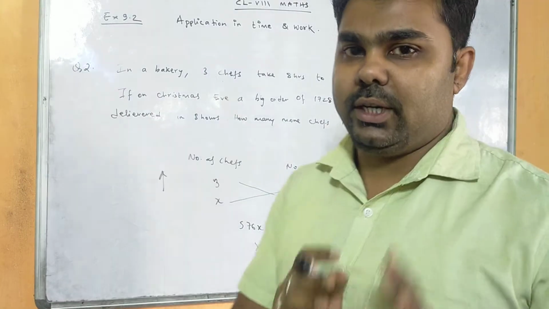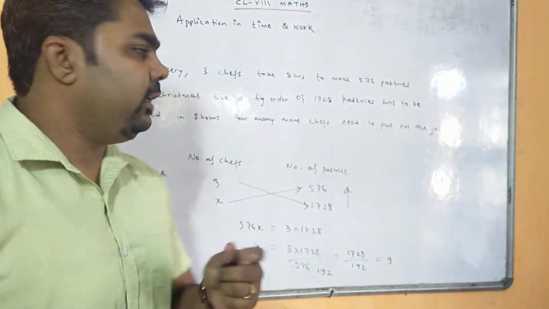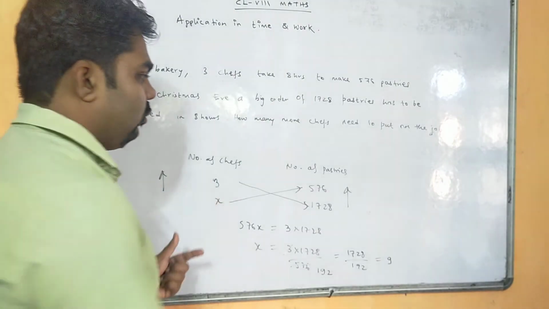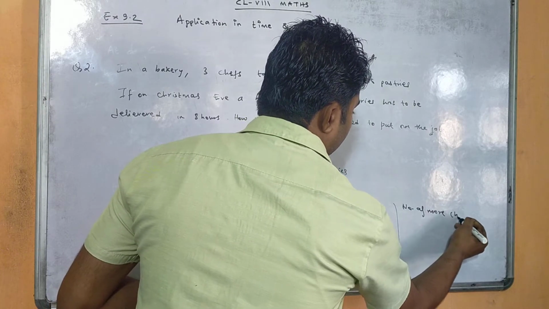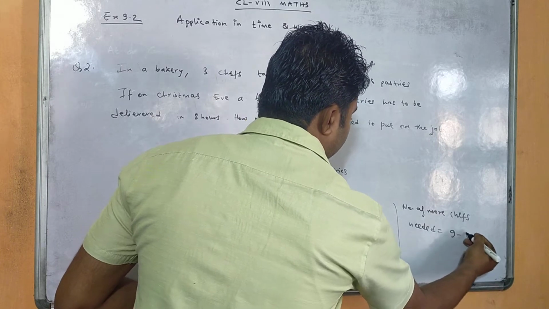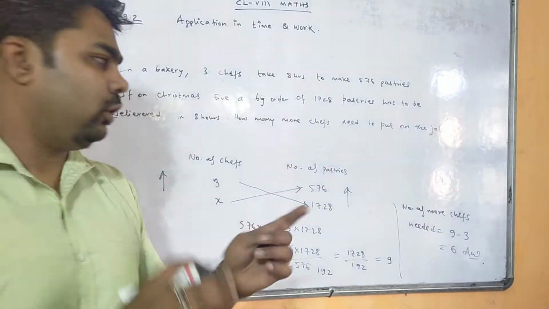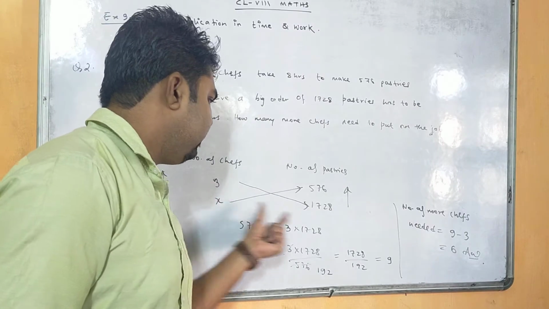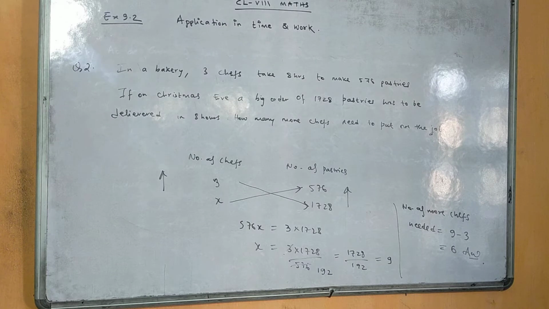But this is not our final answer. In the question it is being asked, how many more chefs need to be put on the job? Already 3 chefs were there. So how many more chefs do we need? Number of more chefs needed equals 9 minus 3, that is 6, which is the required answer. So 3 chefs were already there. How many more chefs are required? That means here 9 minus 3, that is 6, right? So x was the total number of chefs.